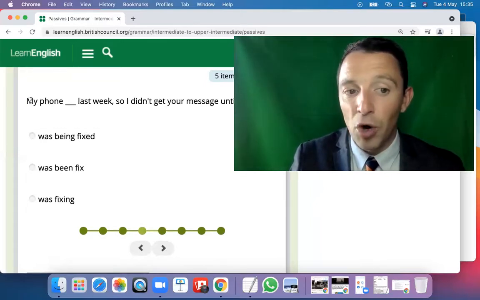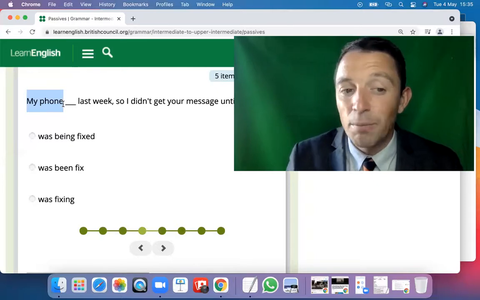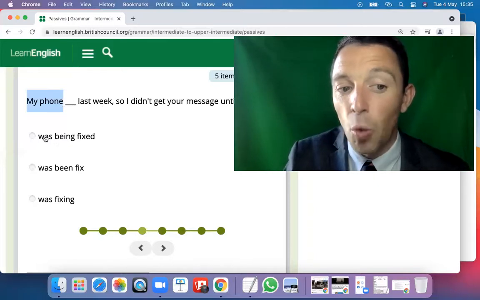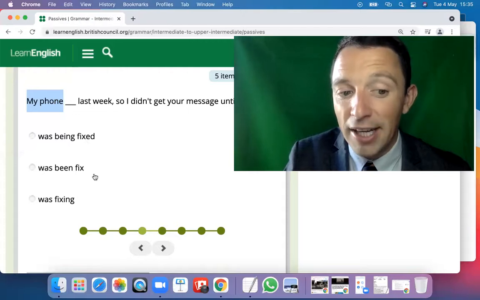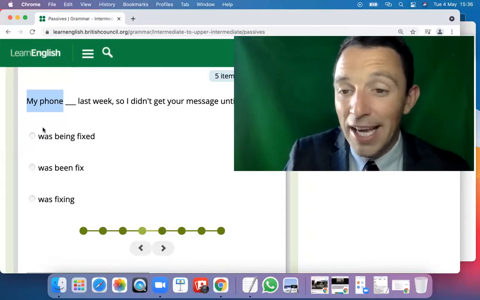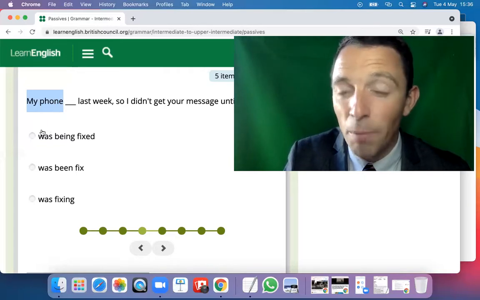The next one, my phone, is maybe the subject, it's maybe the object, we don't know yet, but it's the focus of the sentence. My phone, something last week, was being fixed, was being fixed, was fixing. So the first one is the verb to be in the past continuous plus the participle. This is a passive option, the first one.